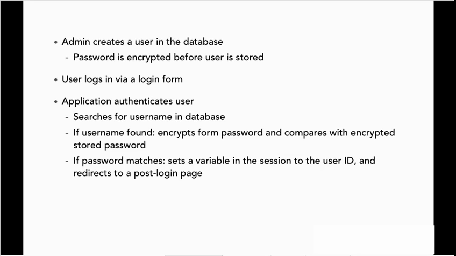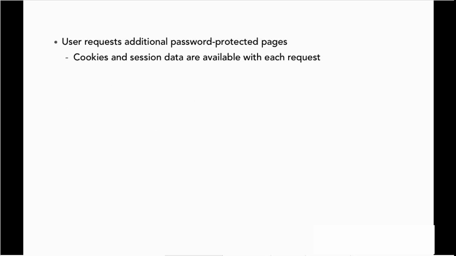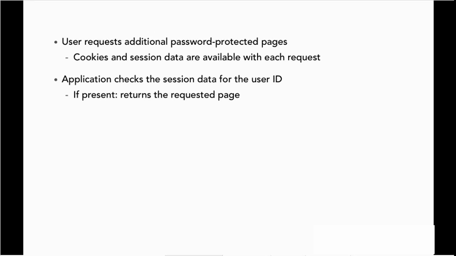If the password matches, it's going to set a variable in the session to the user ID. That's like getting the hand stamp. And then it's going to redirect to a post login page. Then when user requests additional password protected pages, that cookie and session data are going to be available with each request. Remember, HTTP doesn't have a state of its own. Cookies and session data are how we recognize a user from page to page. So we'll check that session data and we'll look for the user ID. Remember, that's just like the hand stamp. So we're looking to see if that hand stamp is there. And if it is there, we'll know that they're allowed to see the requested page. If it's not there, we'll redirect them to the login form and say, sorry, you need to log in.